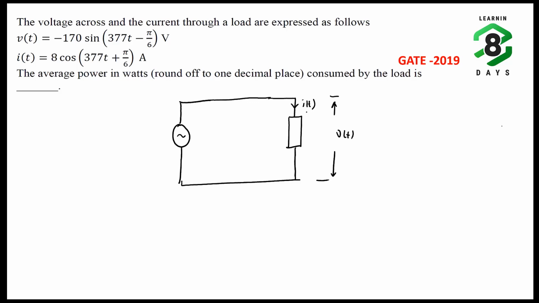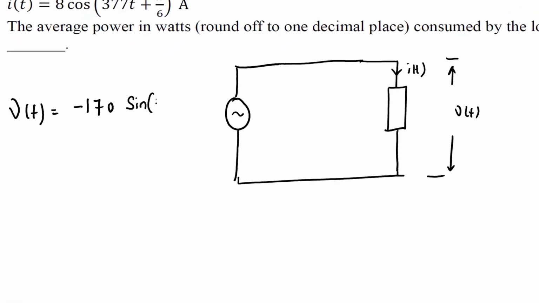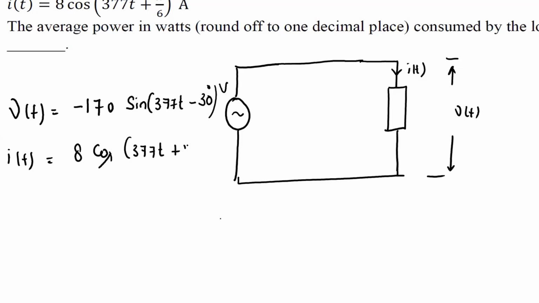Okay, you can either convert directly into the phasor domain or you can directly solve it in the time domain. But a few things you have to make sure. V of t is 170 sine of 377t minus 30 degrees. I am writing it in degrees, so many volts. I of t is equal to 8 cos of 377t plus pi by 6.